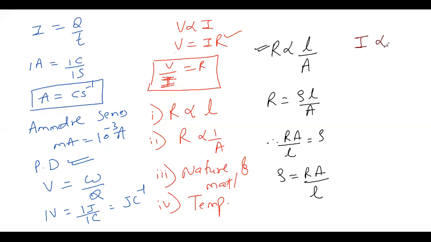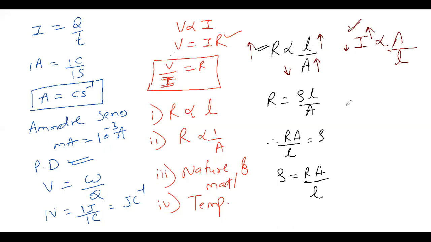Now you tell me current. How should be the proportionality of current? Directly proportional to area. Very good. Directly proportional to the area and inversely proportional to the length. Exact opposite to resistance. So as the length increases, the resistance increases, but the current will decrease. As the area increases, resistance decreases, but the current increases. And we are actually interested in the current. Many a times in the current, many a times in the resistance.